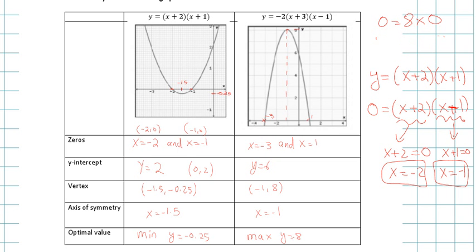Because once I write this, people are going to ask me, where did these numbers come from? Now I can do the same thing for this one. I can set this equal to 0 because I'm looking for my zeros. And I can set x plus 3 equals 0, which means x equals negative 3. And I can set x minus 1 equal to 0, which means x equals 1.